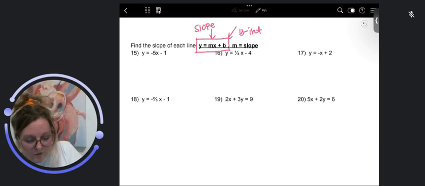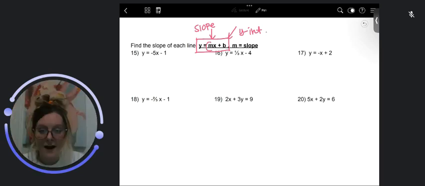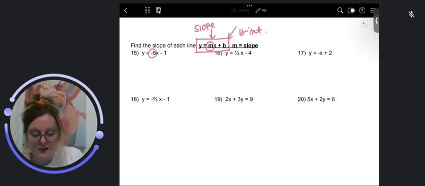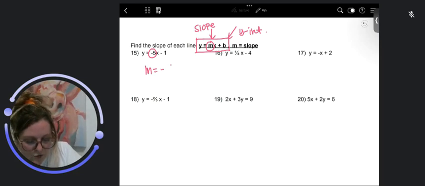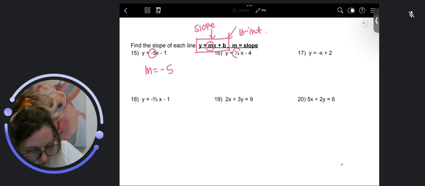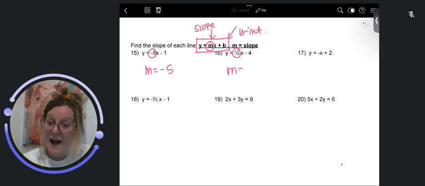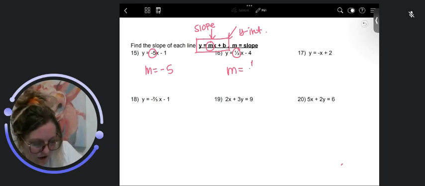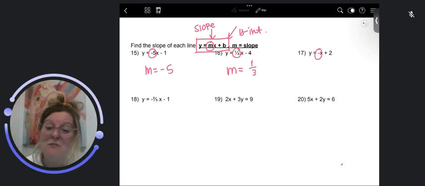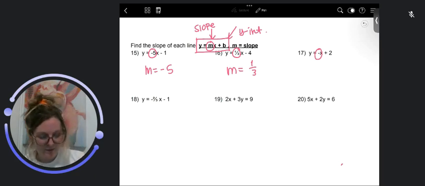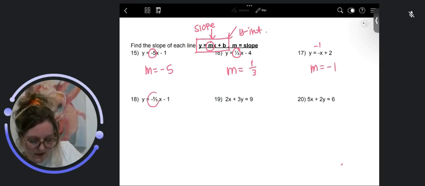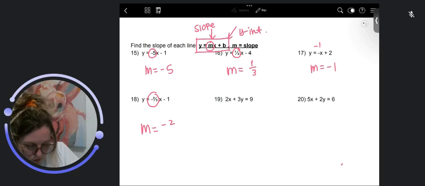Okay, we're looking for the value in front of x. In number 1, super easy, the number in front of x is negative 5. So you're going to say, Miss Kish, the slope is negative 5, and we are done. Next one, again, we're looking for the value in front of x. m is equal to 1/3. This guy, be careful here, it looks like negative nothing when there's nothing there. Remember, we know that that's a negative 1, so my slope here is negative 1. Next, my slope here is negative 2/3.